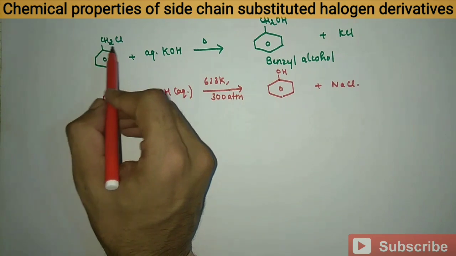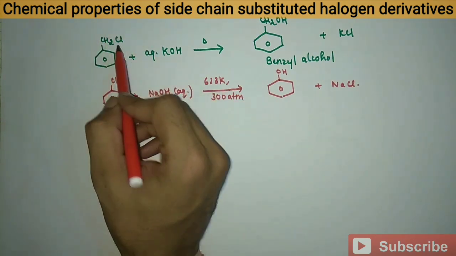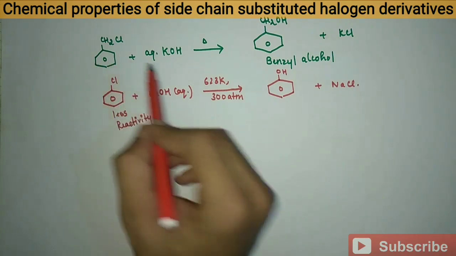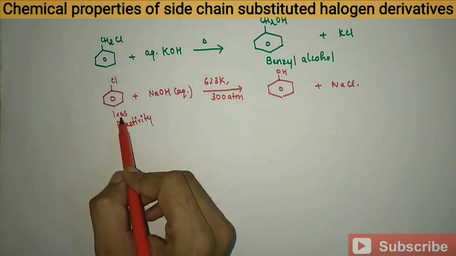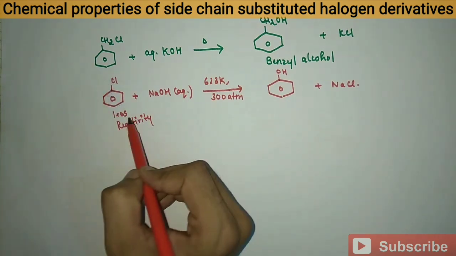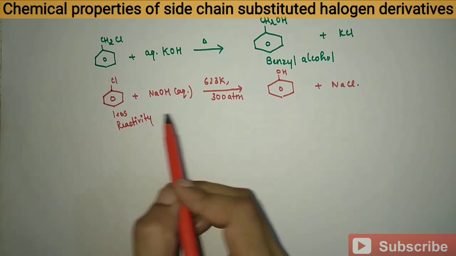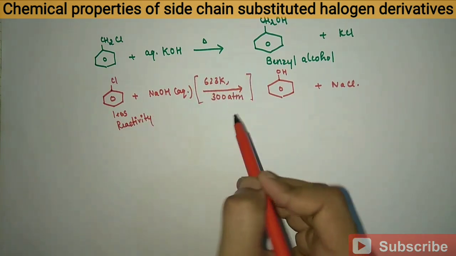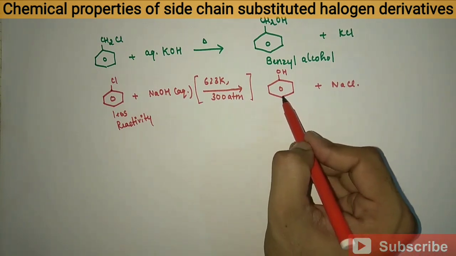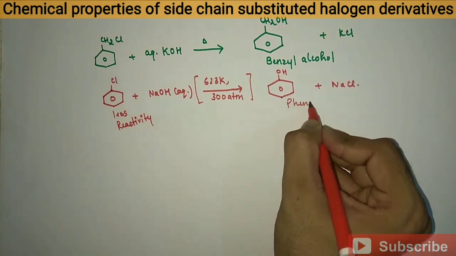Here the carbon halogen bond is quite polar and reactive, so it readily undergoes the substitution reaction and it will form the benzyl alcohol. But in this case, this carbon and halogen bond is less reactive due to resonance, so that's why it requires the drastic condition, that is higher temperature and pressure. Then only it undergoes the substitution reaction to form phenol as the product. Okay.